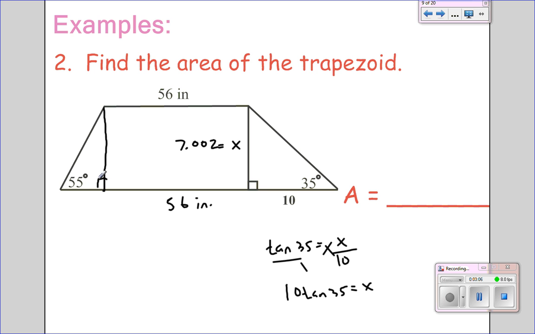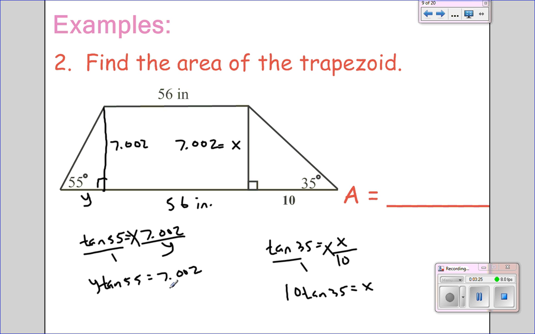Now let's come over here. Let's find, well, we know this is 7.002. Let's find this missing piece at the bottom, so we'll call it y. That's going to be tangent of 55 equals 7.002 over y. So we get y tangent 55 equals 7.002. So divide both sides by tangent of 55. So 7.002 divided by tangent of 55 gives you the bottom piece is 4.903.